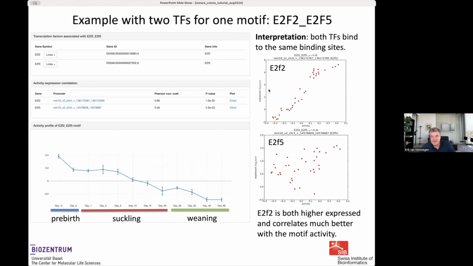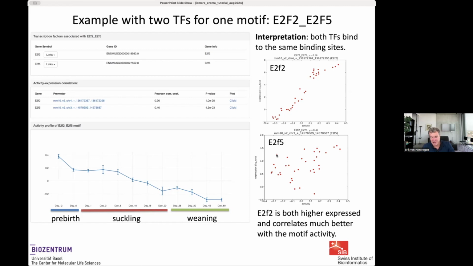And you see that this E2F2 correlates very well with the motif activity, right? So it goes from -2 to +8 in gene expression, so that's a change of 10. Because this is log base 2, that's 2 to the 10. So that's a 1,000-fold upregulation at the mRNA level of this transcription factor, correlating perfectly with the motif activity.